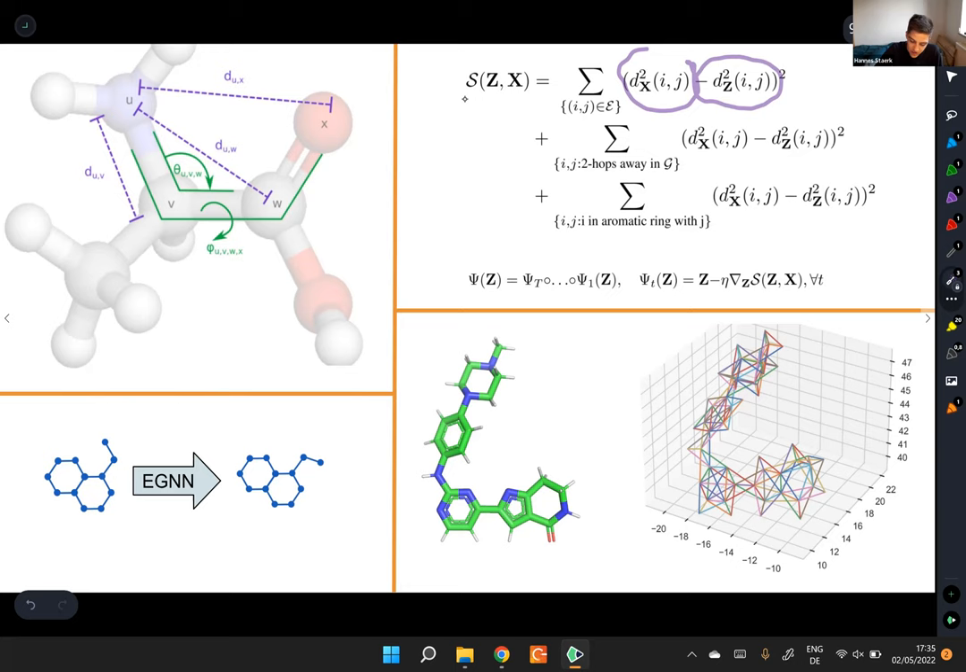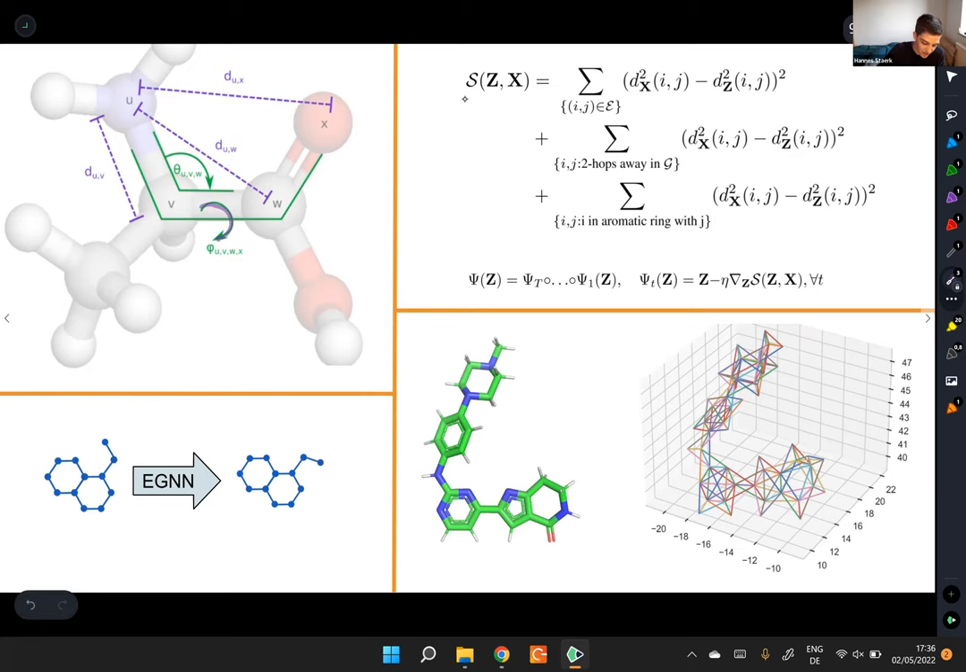And which are these distances? Well, there are our one hop distances. Now we're talking about the molecular graph, not the 3D graph, okay? And there are the two hop distances in the molecular graph, and there are all of the distances in an aromatic ring. Again, why do we choose these one hop and two hop distances in our molecular graph and say we want them to be preserved? Well, that is because if the one hop and two hop distances are not changed, then the bond angles and the bond lengths are not changed, right? We're only allowing the model to change three hop distances and all other distances, because we only want the model to change torsion angles, right?